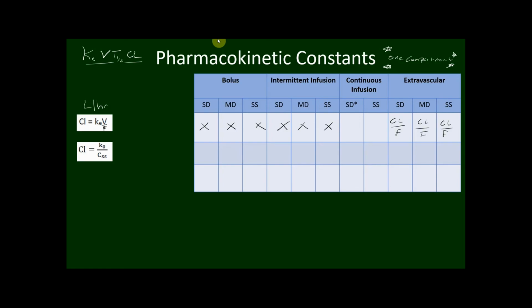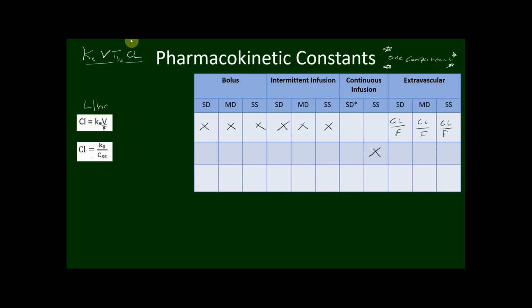Now, let's go down to the next equation. Clearance equals K0, so infusion rate, times the concentration at steady state, and one could guess where this would apply. Because it's a steady state, it has to be a steady state scenario. Because it's an infusion rate, it's going to be a continuous infusion. So that's how we calculate clearance for continuous infusion.